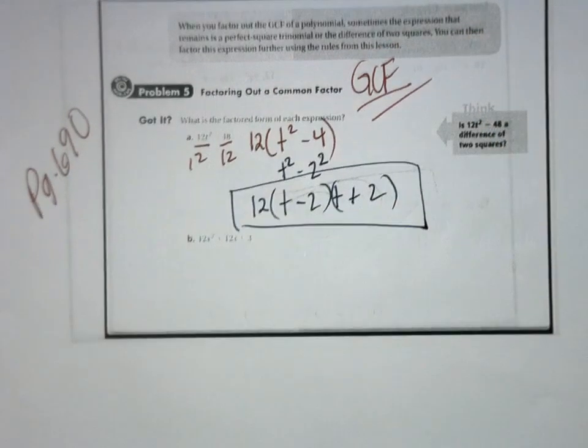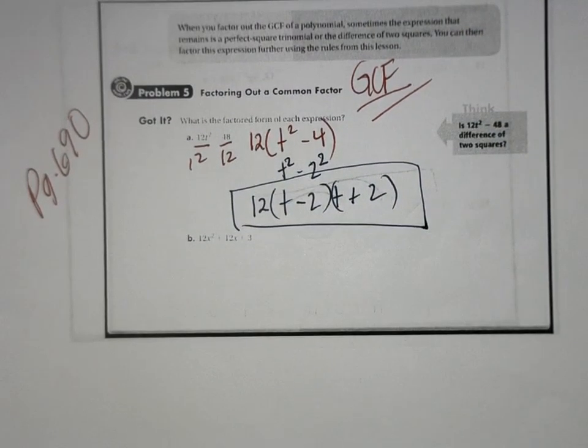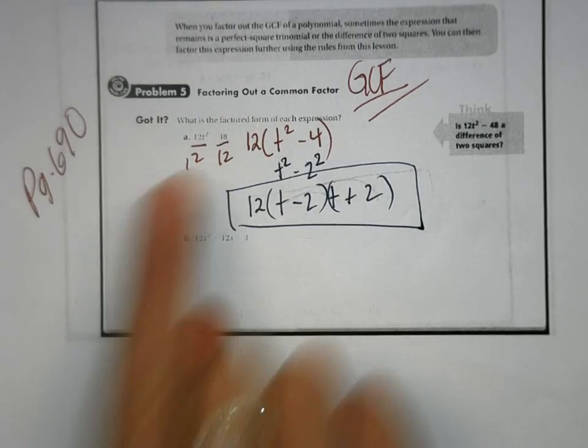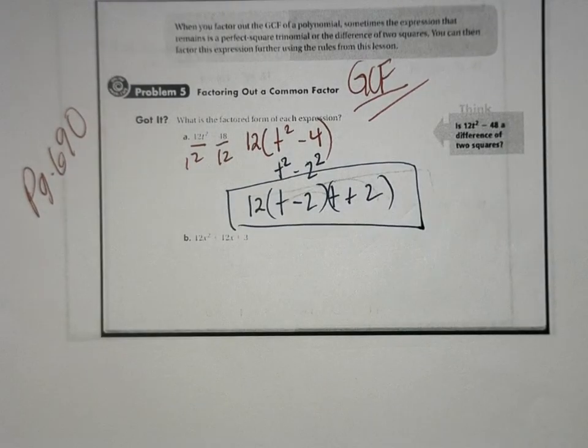It's done now. Where did 12 come from? Where'd you get that 12? Okay, so at the original, we're checking for the GCF. It's just the GCF. So 12 is our GCF.